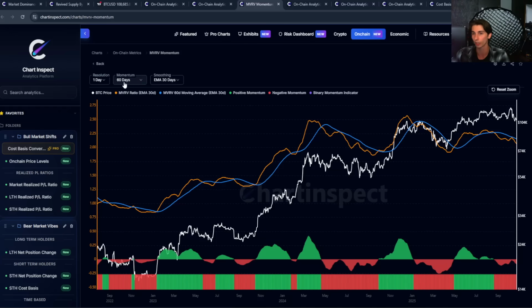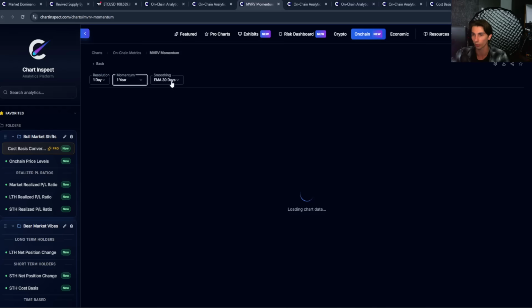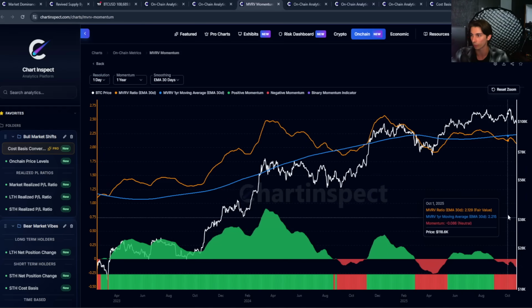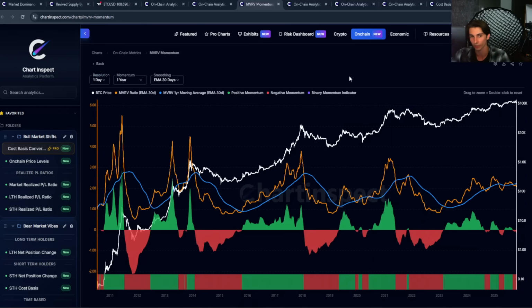Currently, I'm looking at it on a shorter term time frame, but if you look at it on a 1 year basis, it's still seeing this downside momentum. And this is just one metric, right?